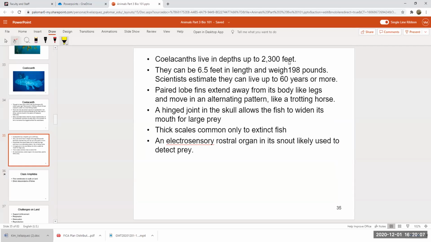They live up to 2,300 feet in depth. So very, very deep water. They can get really big. And they almost move like a trotting horse, which is pretty crazy.